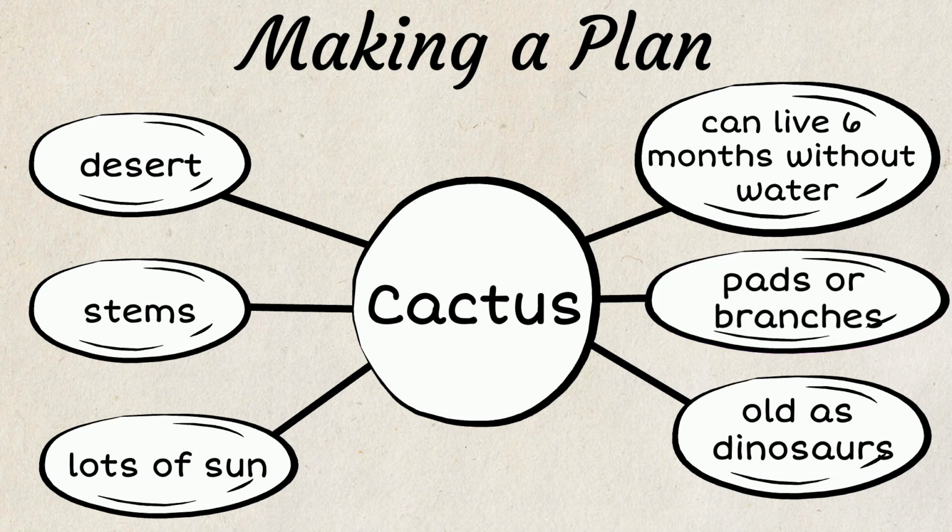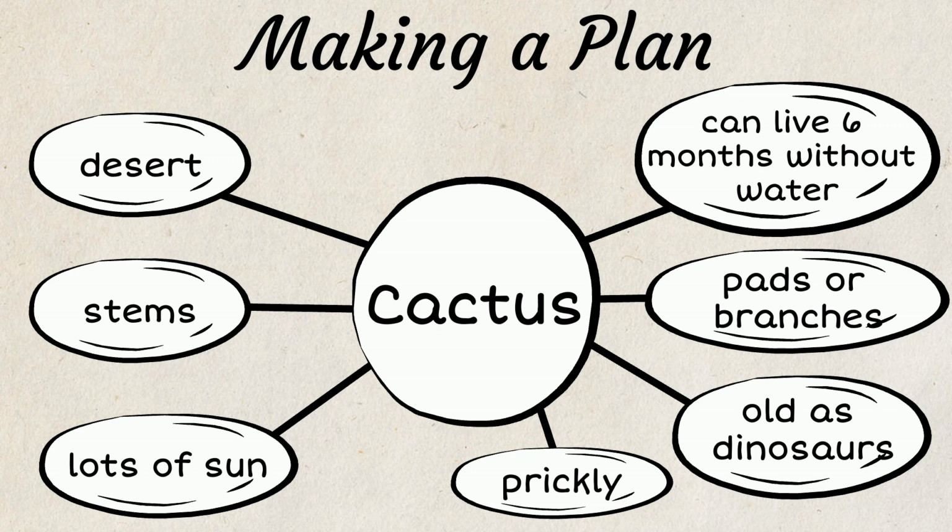Okay, now I will use my sense of touch. Using my sense of touch, I know a cactus feels prickly. And when you touch it, you can get hurt. Okay, I now have enough words to write my kenning poem.